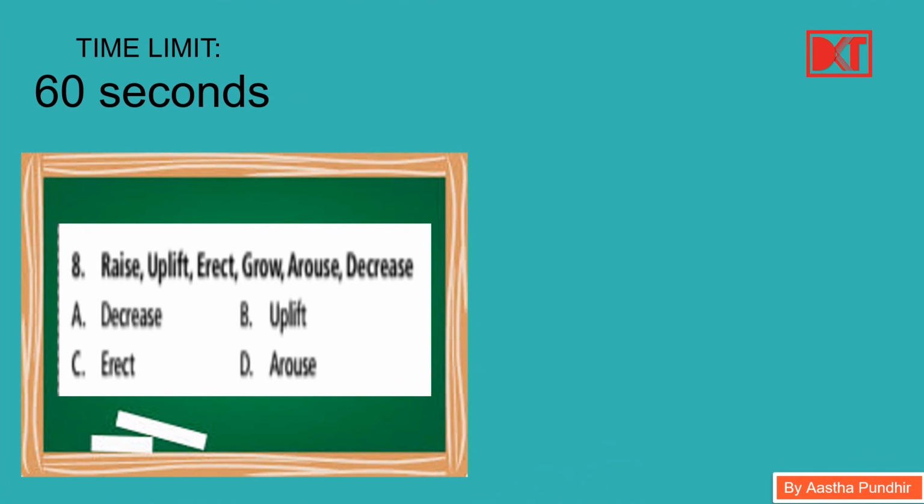The next category says raise, uplift, erect, grow, arouse, decrease. Here the options are decrease, uplift, erect, and arouse. The odd one out is decrease. The other words like raise, uplift, erect, grow, arouse, all of them mean, again, increasing something and making it grow and improving it. Whereas decrease again means something falling.